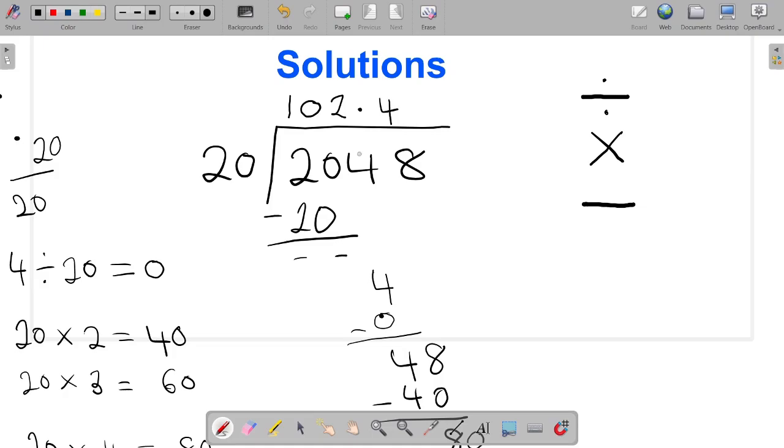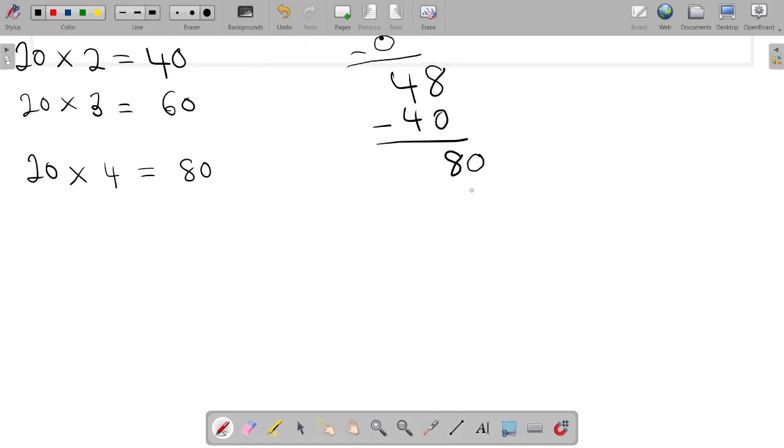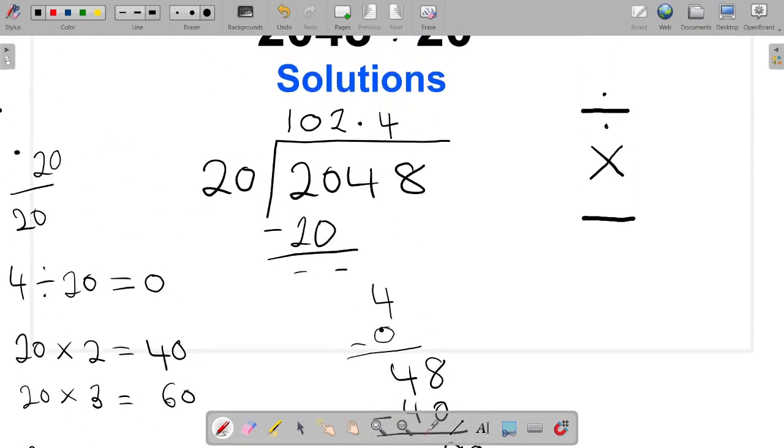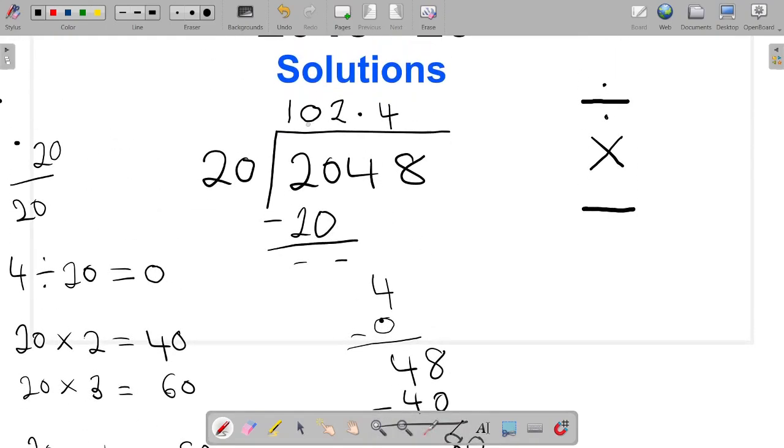Good. The next operation is multiplication. 4 multiplied by 20 will give you what? 80. So you write your 80. And then the last operation is subtraction. You subtract this, you get 0. Because the last subtraction gives you 0, we end the long division here, and your solution is 102.4. That is the answer.